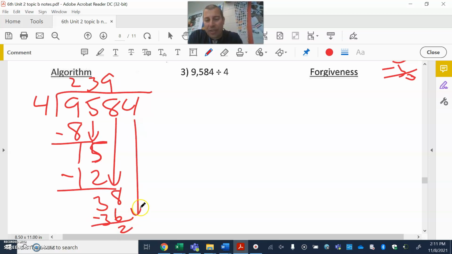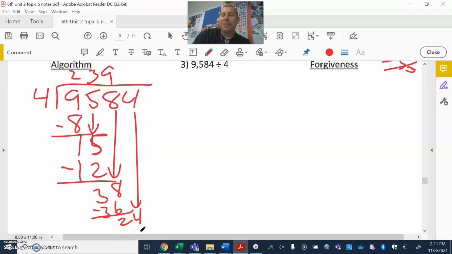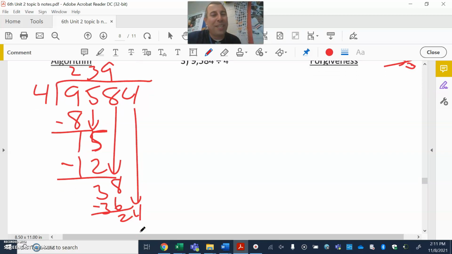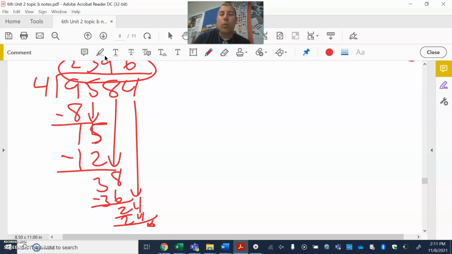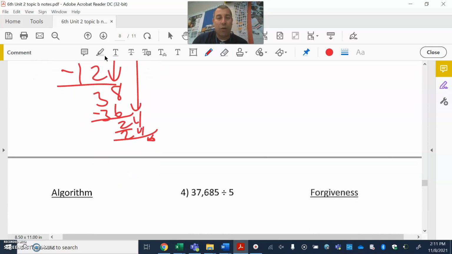Subtract, bring down the next number, and this is where we smile a little bit. Because how many groups of 4 can we take out of 24? 6. Exactly 6. So 6 times 4 is 24. There's no remainder. We're done. 2,396. So again, basic math facts. If you need your multiplication chart out, make use of it there. But yeah, the idea is you have to get as close as you can without going over.